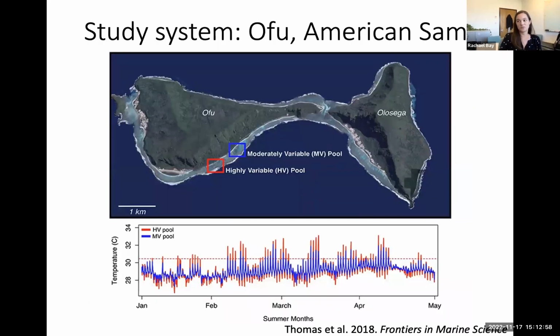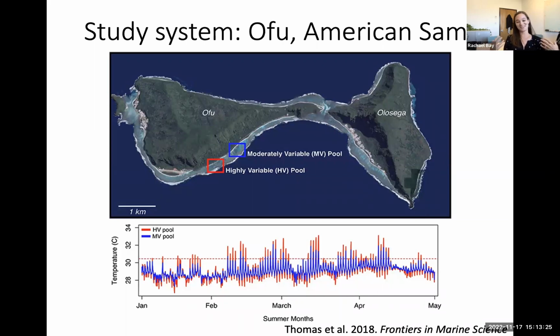The study system we'll mostly talk about for coral work today is this really nice, what I like to think of as a natural laboratory on Ofu Island in American Samoa. And the reason this is such a nice place to look at thermal tolerance is that the reef structure here creates these back reef lagoons that have really different temperature profiles. So we'll talk throughout this talk about the highly variable pool and the moderately variable pool.